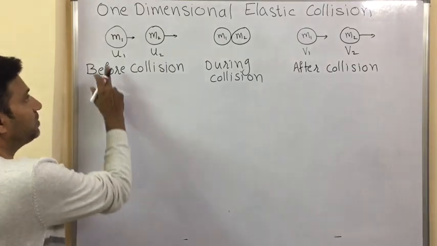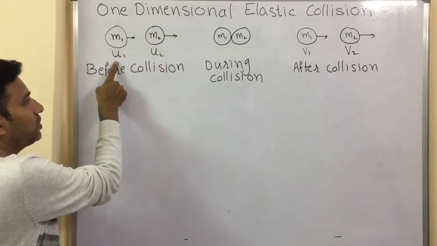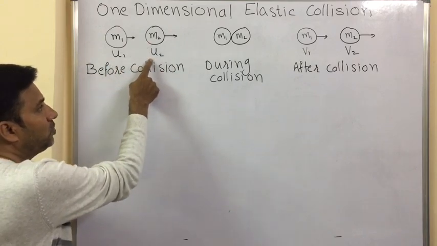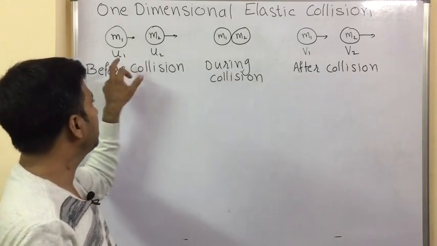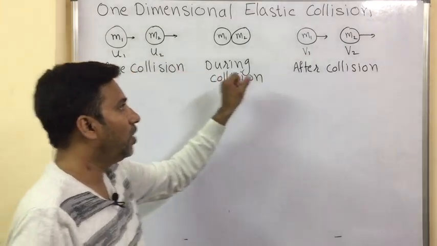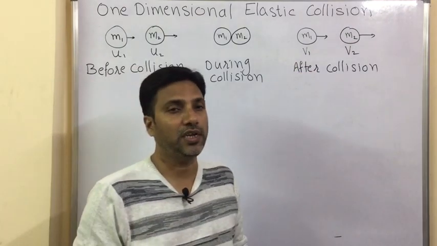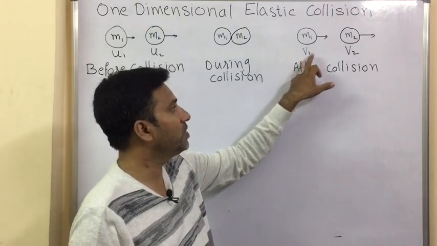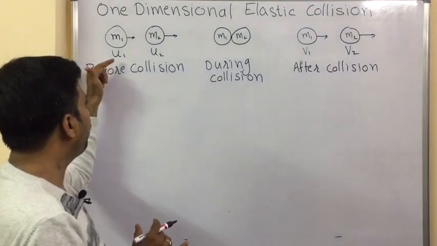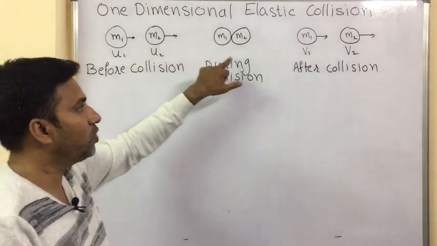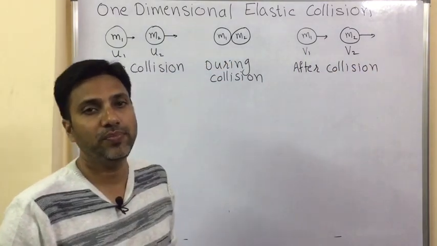Let us consider two spheres of masses m1, m2. m1 is moving with velocity u1, m2 is moving with velocity u2. This is before collision. After some time they collide because u1 is more than u2. After collision, the masses will remain the same, m1, m2, but the velocities will change. The first body velocity will be v1, second body velocity will be v2. That means before collision they have velocities u1, u2. After colliding, the velocities are v1 and v2, whereas mass remains the same.